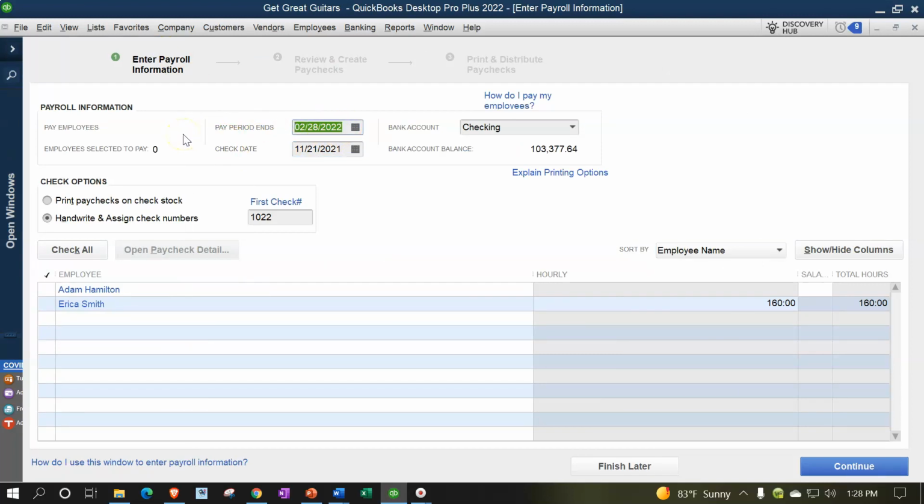And then we're going to pay period. So we're going to say the period ends at the 2/28 because we're assuming that we're paying here on a monthly basis. The check date, I'm also going to say, is on 2/28/22. You might not have these two things on the same day.